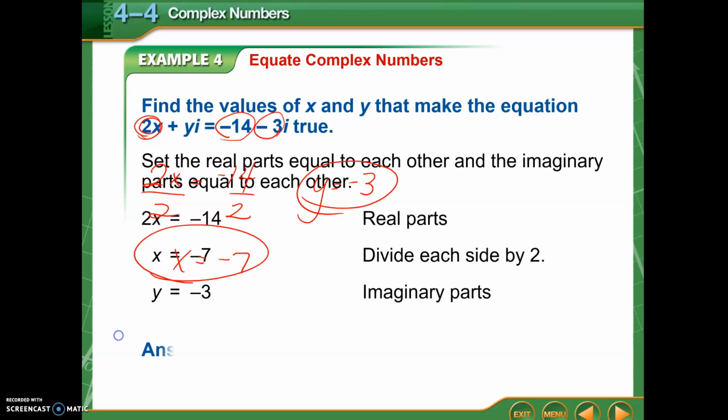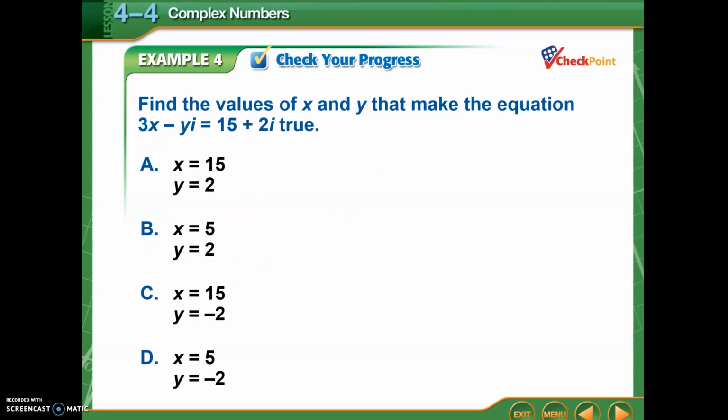So kind of doing a lot of little things here. So again, I would pause the video, try this, and then work it out. Pretty easy. Put 3x equal to 15 and -y equal to 2 and solve out for x and y.